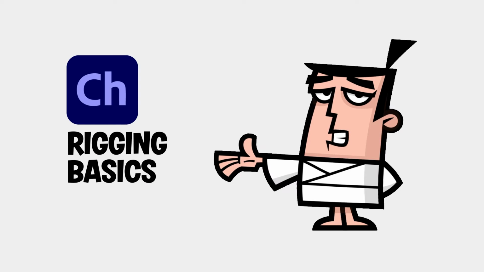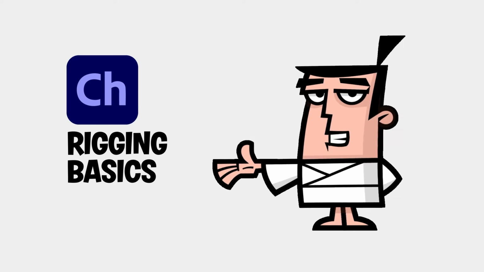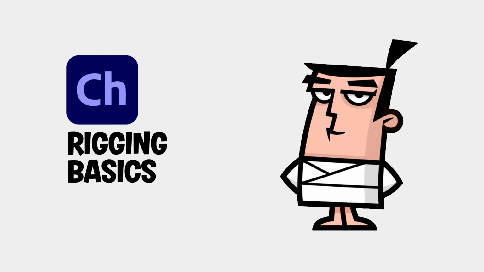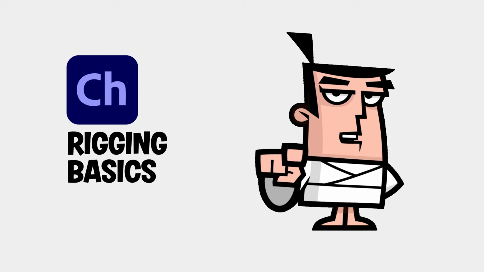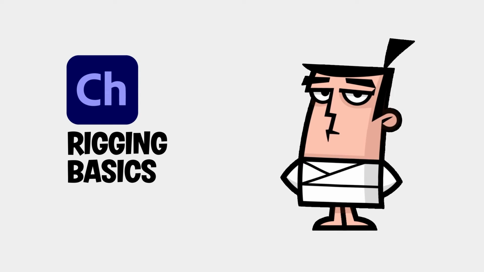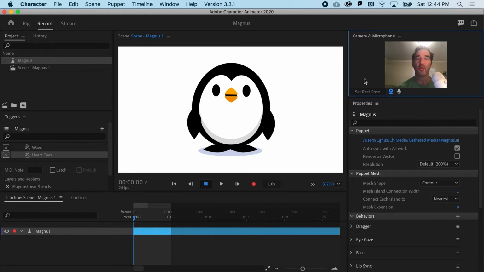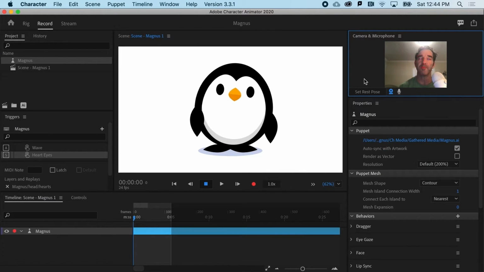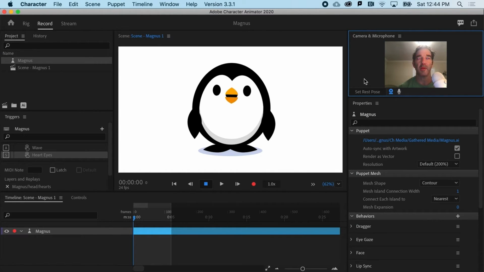All right, rigging is the secret superpower behind Character Animator. So, let's jump back into that Magnus project and talk about rigging hierarchy, tags, and behaviors. All right, so when a Character Animator puppet works well or doesn't work at all, it's usually because of rigging. So, let's talk about it.